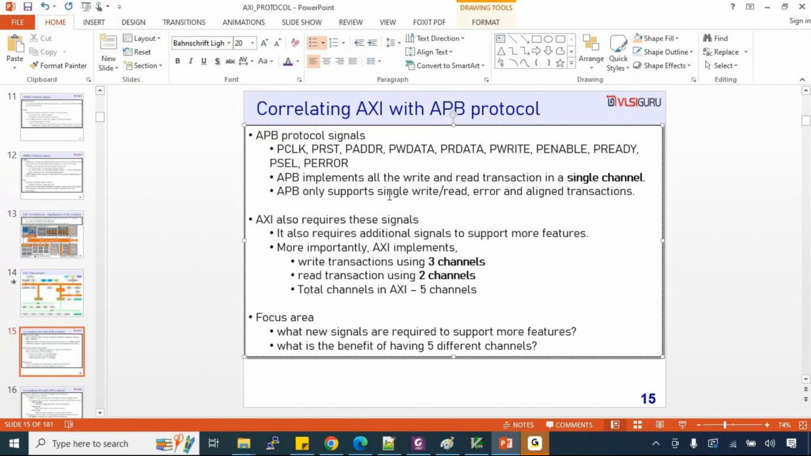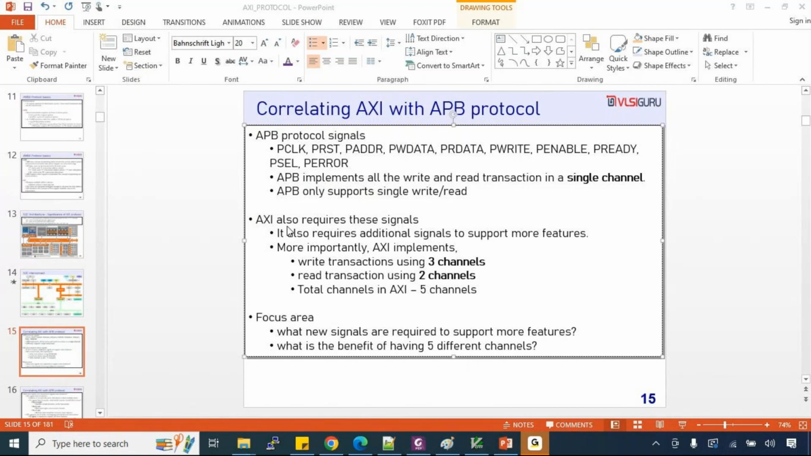APB only supports single write, read, error, and aligned transactions. I think let's not complicate it too much. It will be like this. What about AXI? Can you please read this one? The AXI also requires these signals.